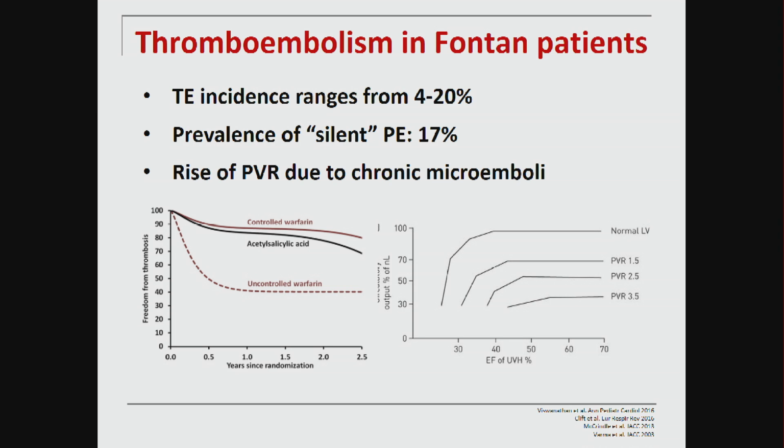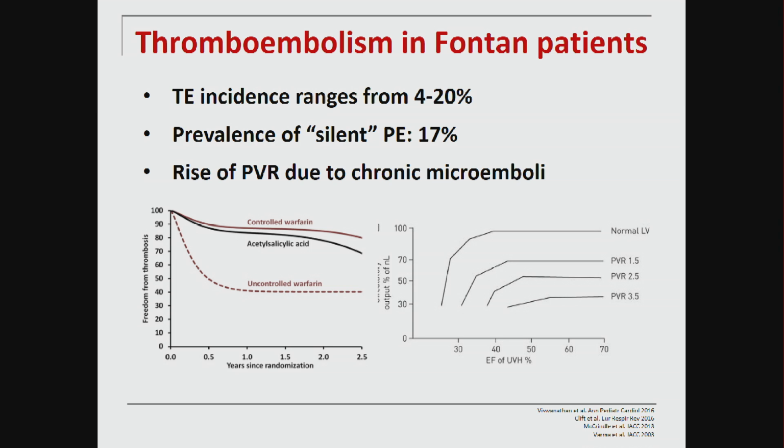So thromboembolism in Fontan patients, as we all know, is a serious issue. The incidence of thromboembolism ranges from 4 to 20%, and on the left picture in the Kaplan-Meier graph, you can see the increasing risk of thromboembolism right after the Fontan operation under different antiplatelet therapies.